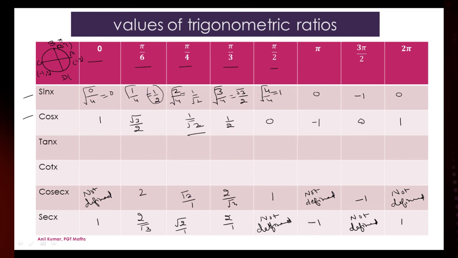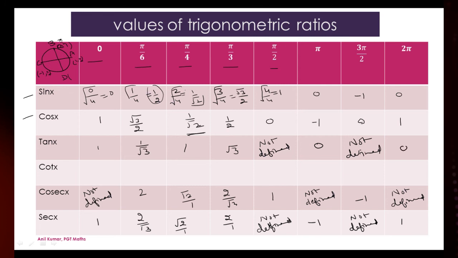Tan x will become sin x by cos x. So 0 by 1 is 0, and if I divide them, it will be 1 by root 3. Sine by cos, if I do the same values, while dividing it will become 1, root 3. Then 1 by 0, that is not defined. 0 by minus 1 is 0, and it is not defined.